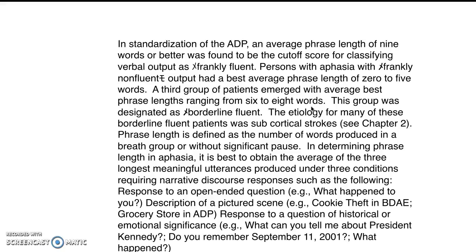So you might have thought, oh gosh, how will I know? If you do this and you find that the person's kind of in the middle, then they may have a subcortical lesion. Not necessarily, but may. Again, it's not black or white, but may.